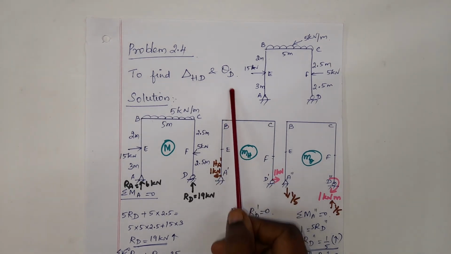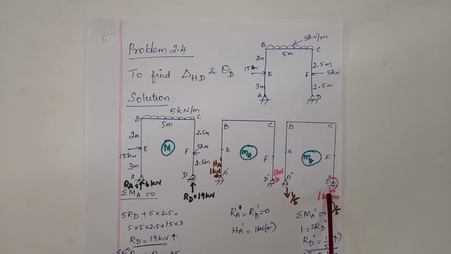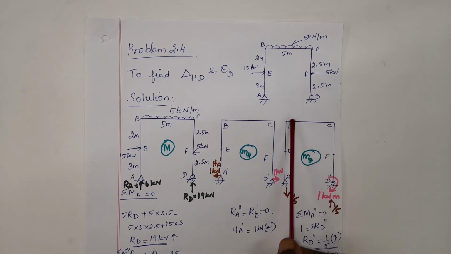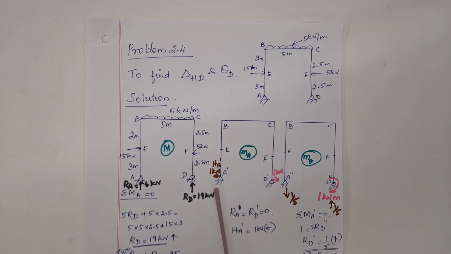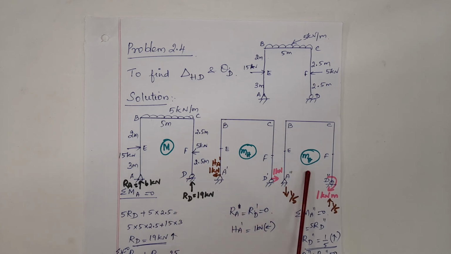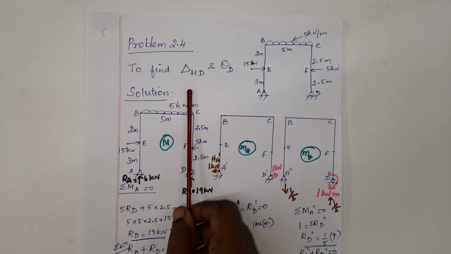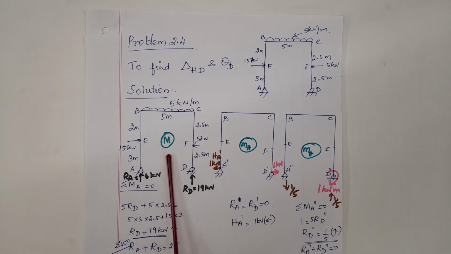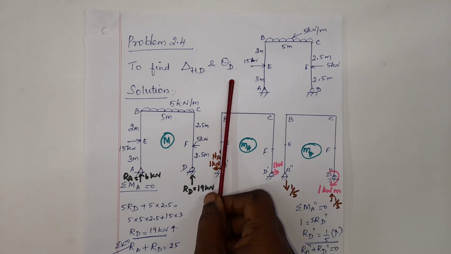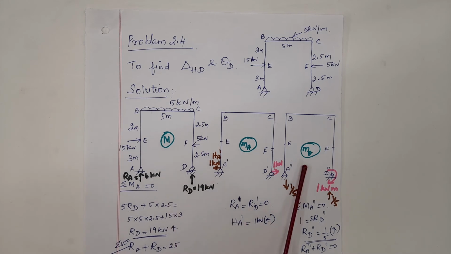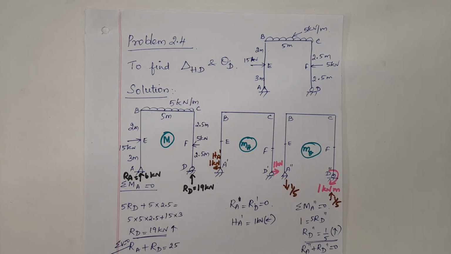Next, to find theta D, we provide a unit moment only at D and devoid of all the given loads given in the problem. We are going to find the reactions. We are going to find the free body diagrams for each loading pattern. Same sections in all the three frames. Origin will be the same. Limits will be the same. Delta HD can be calculated by integrating the expressions between capital M and MH. And theta D can be determined by integrating the expressions between M and M theta. Let us see how this is possible.